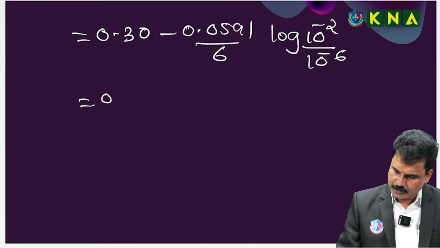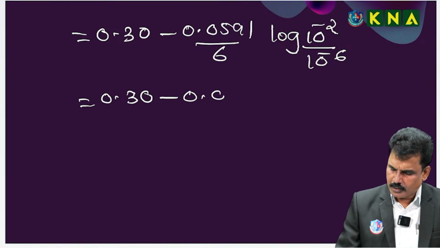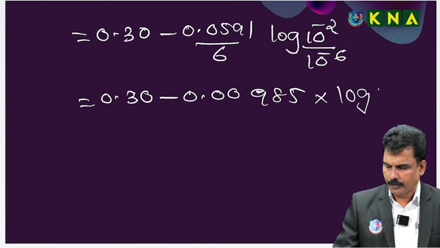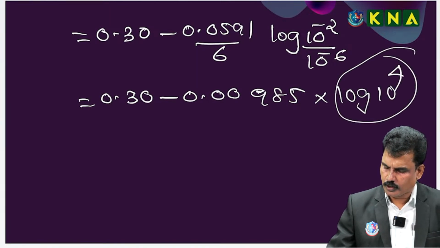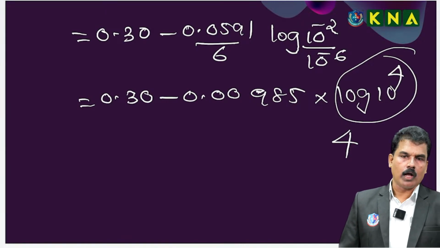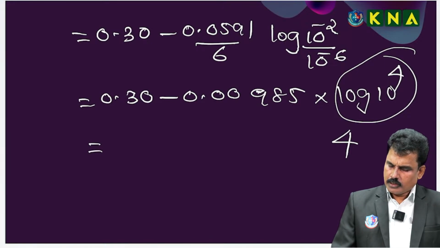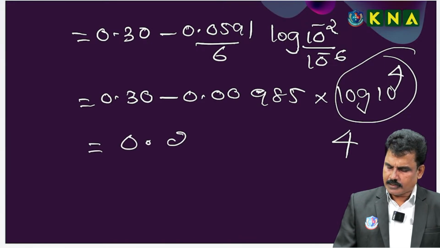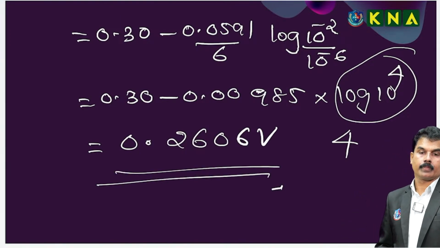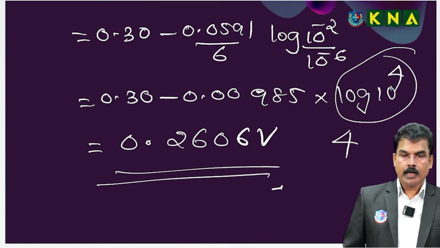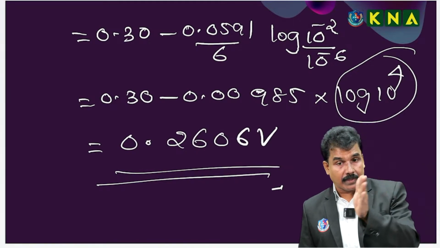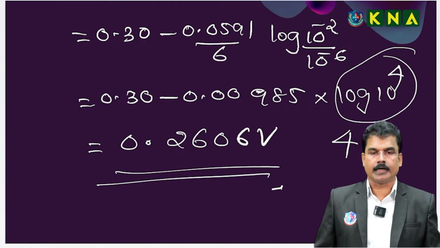by 10 to the power minus 6. That is 0.30 minus 0.00985 into log 10 to the power 4. What is log 10 to the power 4? 4. When you multiply 0.00985 into 4 and subtract from 0.30, you get the answer 0.2606 volt. Nernst equation: if the valency of the metal is different, first you write the cell reaction, then only you calculate using the Nernst equation formula.